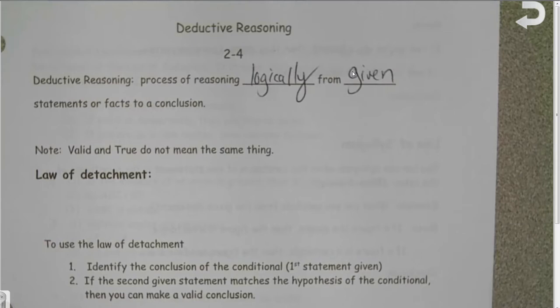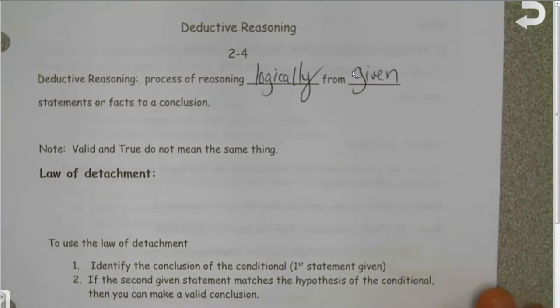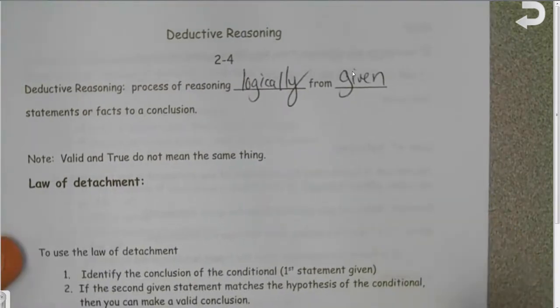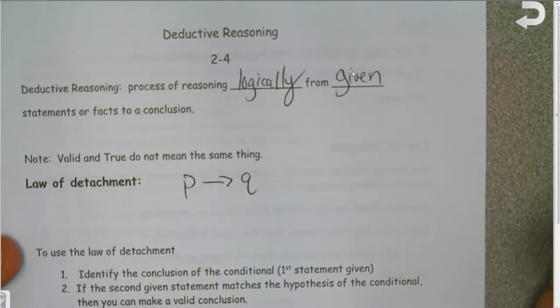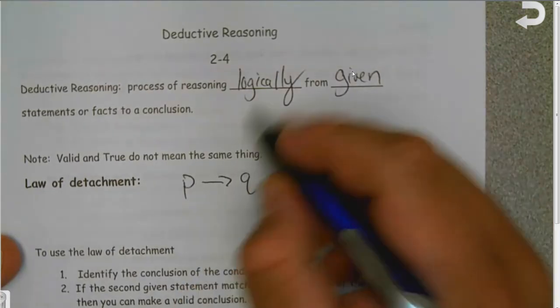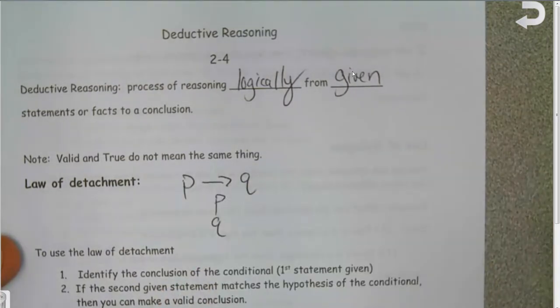Okay? And remember, valid and true do not mean the same thing. So just because something's valid doesn't necessarily mean that it's true, and vice versa. The first law that I have to understand is the law of detachment. If I have a hypothesis, P, that goes to a given conclusion, if that is true, then each part of that statement is true.